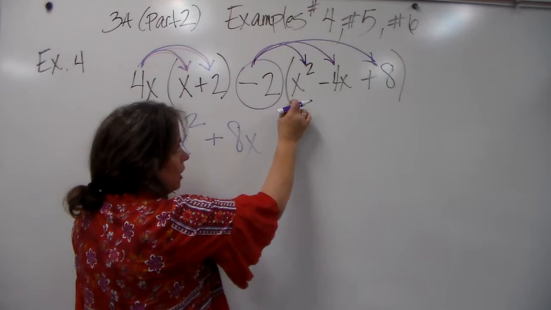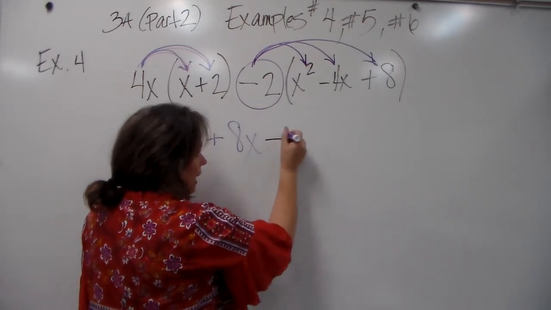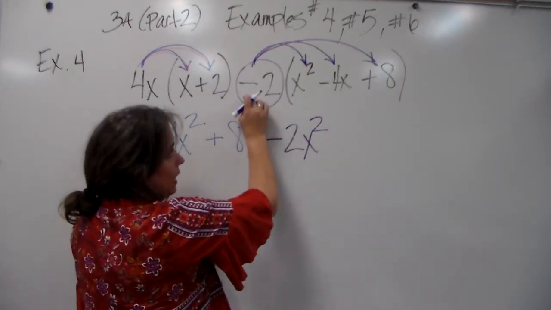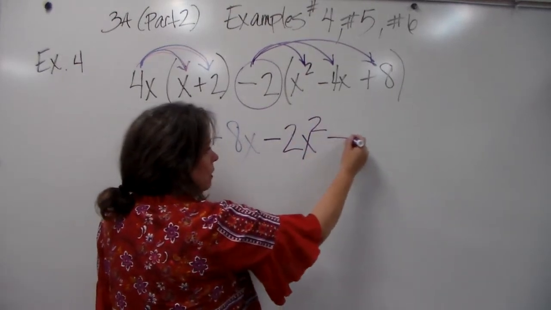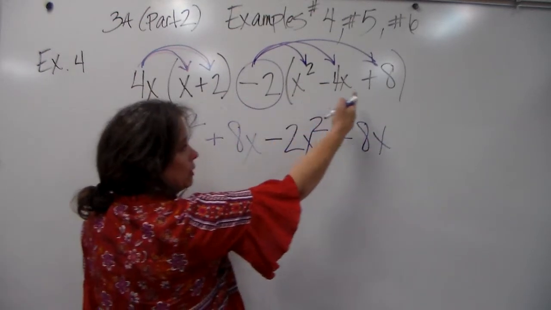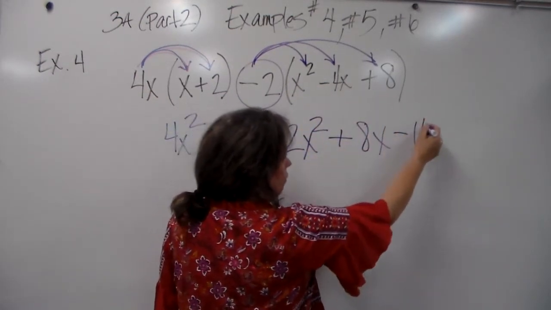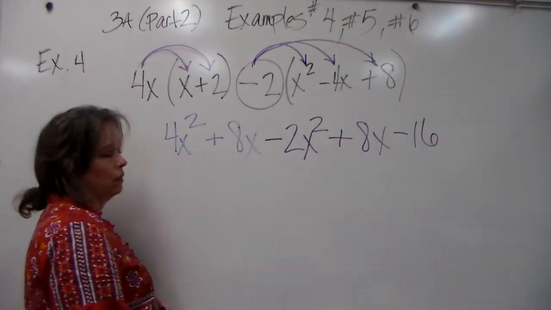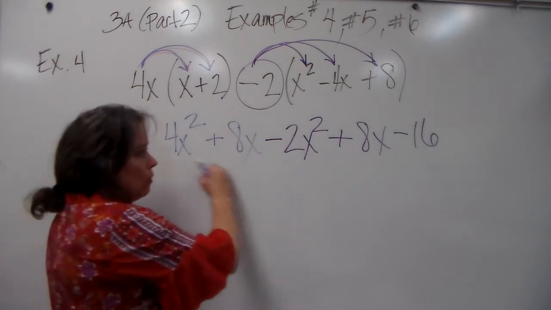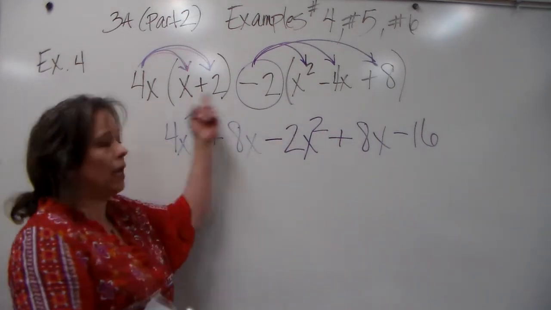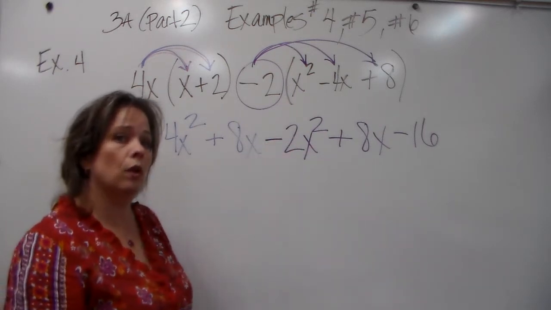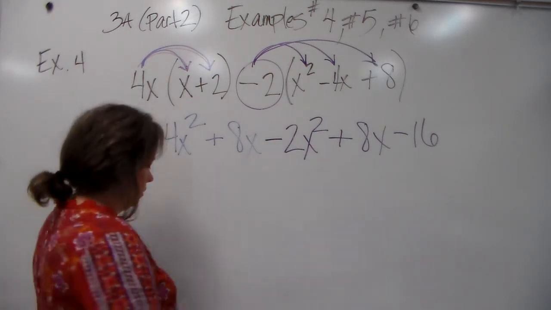So negative 2 times x squared is going to give us a negative 2x squared, okay? And then negative 2 times negative 4x will give us a plus 8x. Negative 2 times a positive 8 will give us a negative or a subtract 16. Okay, I think it's easiest to do it this way. So now we're done distributing or multiplying these terms out in front. And at this point, we've got to combine like terms.